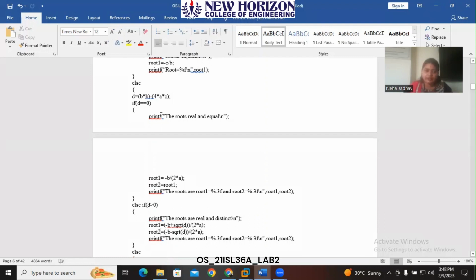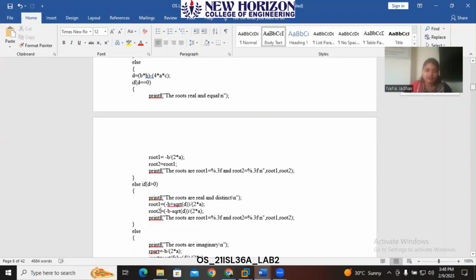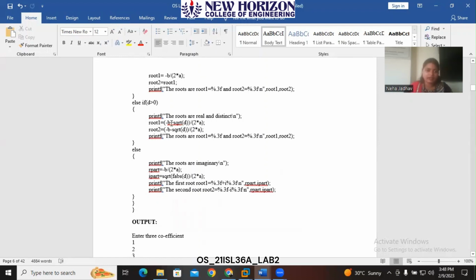If d is equal to 0 is one case, and d greater than 0 is another case, then one more case is if both are not the case. Here we again used an if else ladder. If d is not equal to 0 and d is not greater than 0, if both are false, then the last else part will be executed. So printf, the roots are imaginary, and we have the formulas for the real part and the imaginary part. We find them and print the real part and imaginary part as the result.